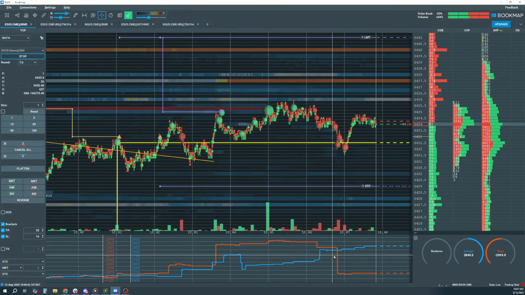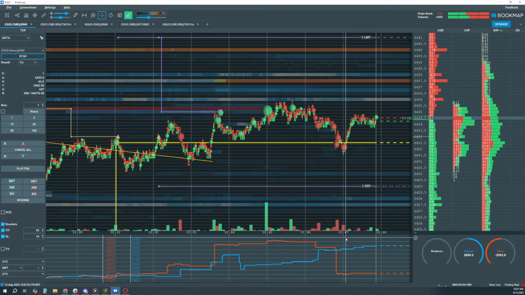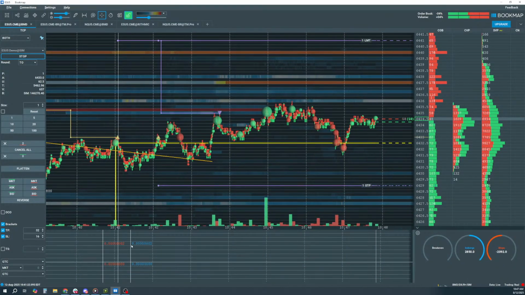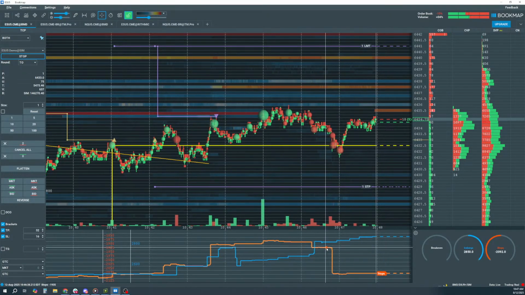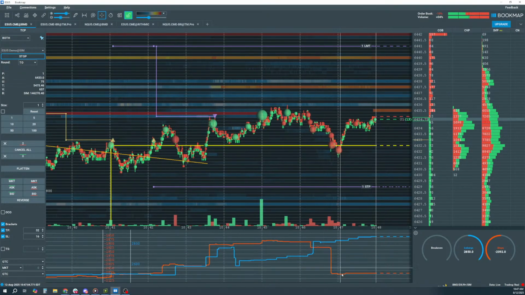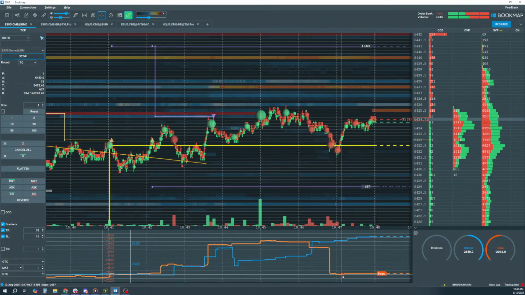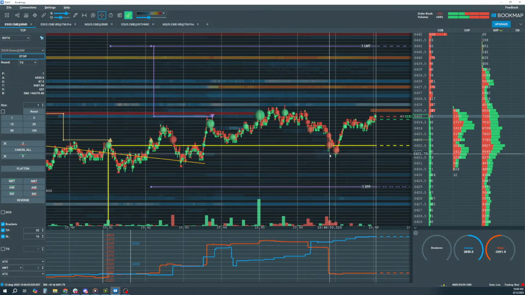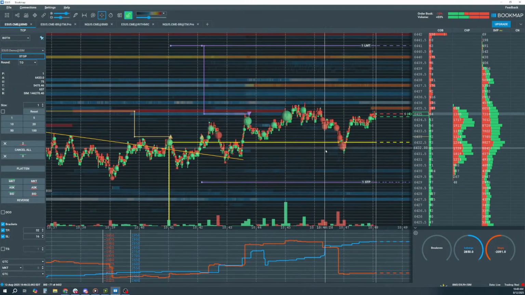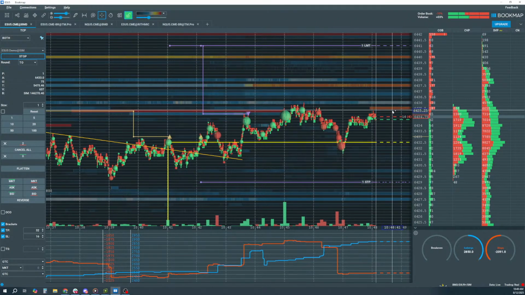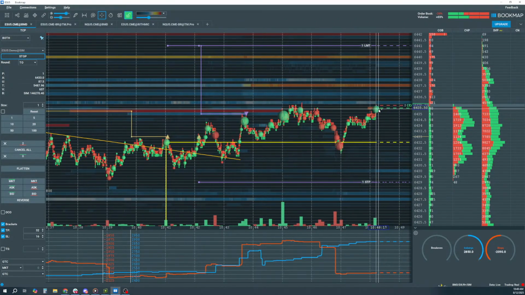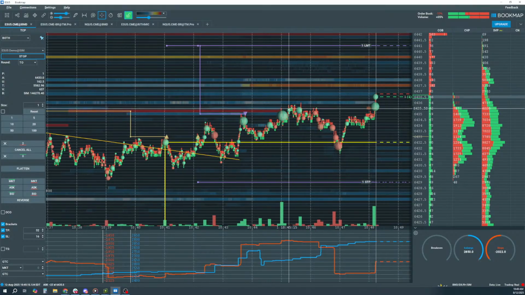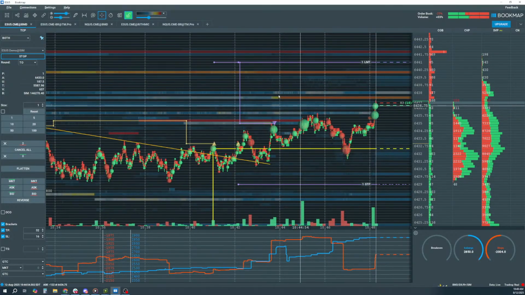Okay, nice stop run here. Okay, so that's looking good. We had that. Oh, it's about 100. It's not that big, but anyway. Now let's see if those buyers can come in again, and let's see if we can get our nice move here. There we go. Come on now.